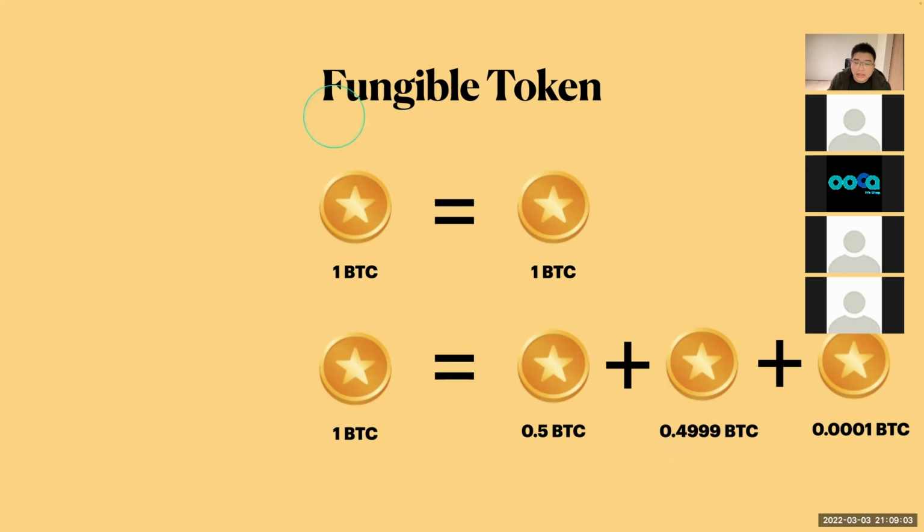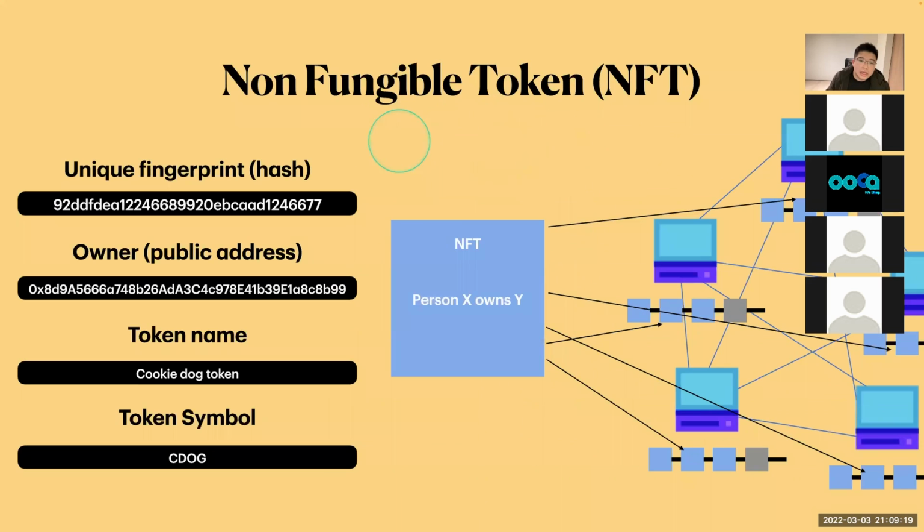Okay, so this is what's called a fungible token, the token that you can split and you can transfer to other people without any problem. And the NFT comes from the non-fungible token. A non-fungible token is a token that defines ownership of that token.